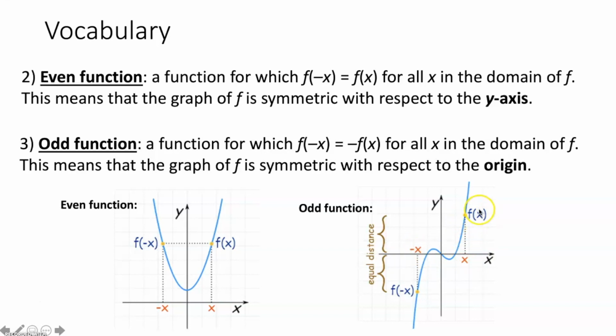In an odd function, however, let's say you choose that same x value and plug it in your function. You'll get f of x, the y value that corresponds with that. Then you take the opposite of that x value and you plug it in your function. In an odd function, you'll get the opposite y value that you got when you plugged in x. So in an even function, if you plug in opposite x values to your function, you get the exact same y value. In an odd function, if you plug in opposite x values to your function, you get opposite y values.